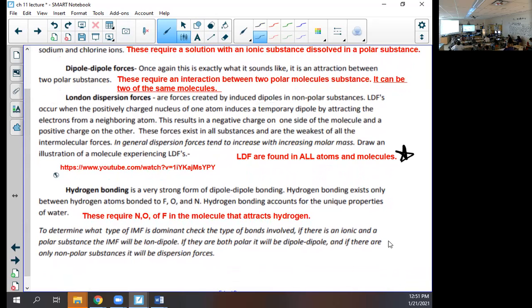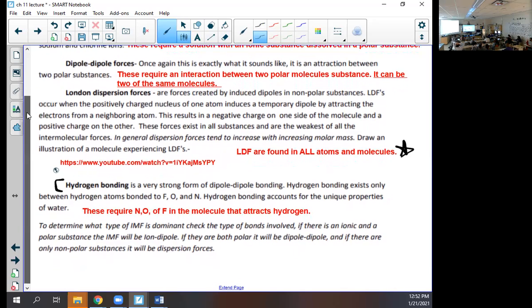All right, make sure you understand London dispersion forces are in everything. It means everything. It's in every single thing, anything that has electrons, which is everything. Okay, then finally, hydrogen bonding. Hydrogen bonding is discussed in biology. It was discussed earlier in this class. What's hydrogen? Yeah, not H plus.